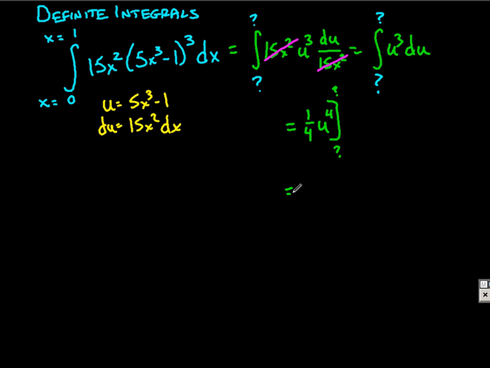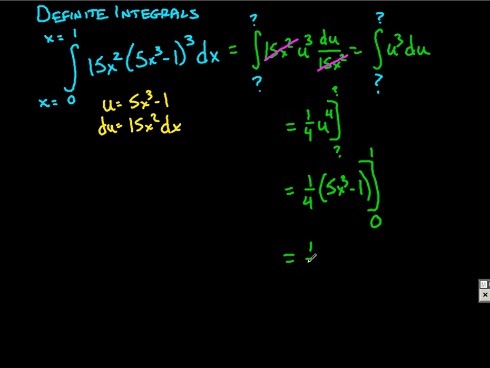So what I'm going to do is first put this back in terms of x. I'm going to have it be 1/4 of 5x cubed minus 1. And for the x's, I'm evaluating at 1 and 0, because this is what x equals, which is what my problem was in the beginning.